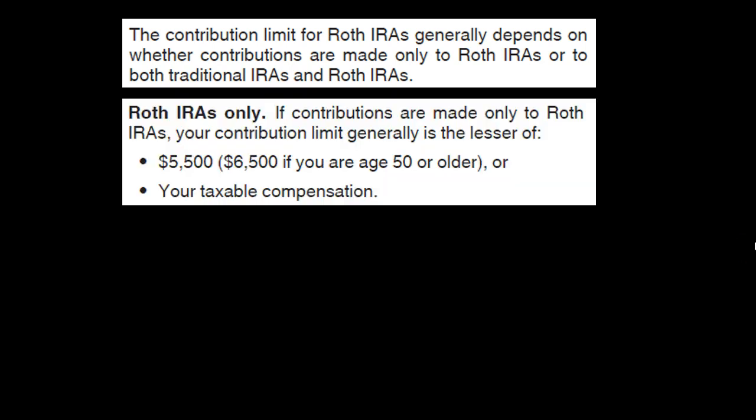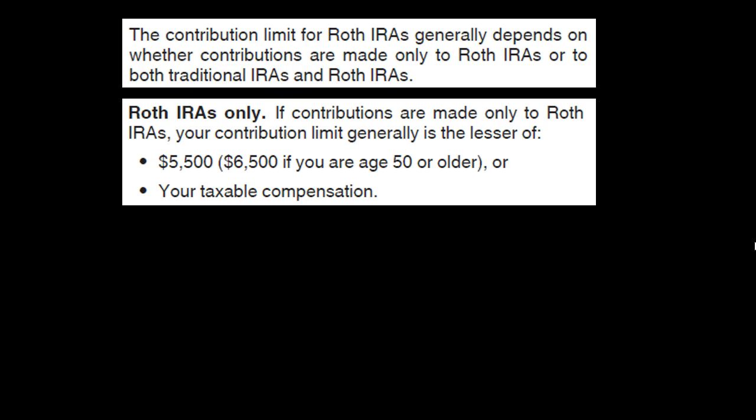How much could we put in if we're talking about just the Roth IRA? How does the Roth IRA interplay with other types of retirement accounts, including a traditional IRA? Roth IRAs only: if contributions are made only to Roth IRAs, your contribution limit generally is the lesser of $5,500, or $6,500 if you are age 50 or older, or your taxable compensation. So this is going to be similar to the traditional IRA, where we had the limit.